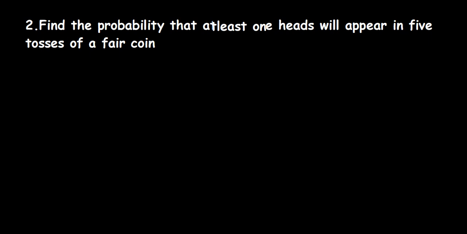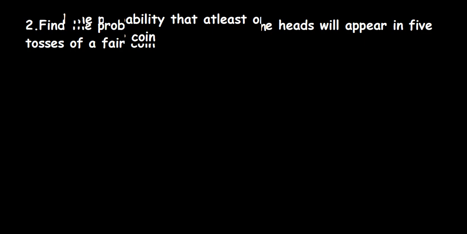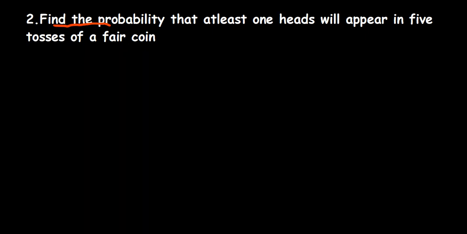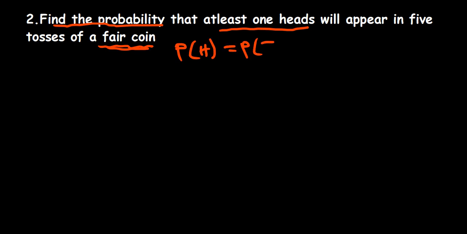On this question, we have: find the probability that at least one head will appear in 5 tosses of a fair coin. When they say a fair coin, they mean that the probability of it landing head and the probability of it landing tail are the same. So immediately you see fair coin, just know that the probability of head equals the probability of tail, which is 1 over 2.